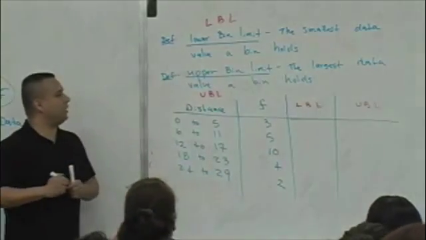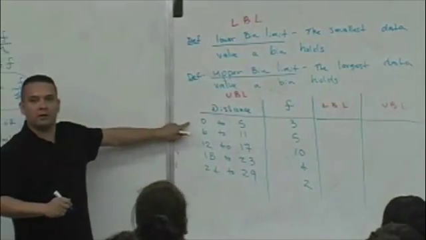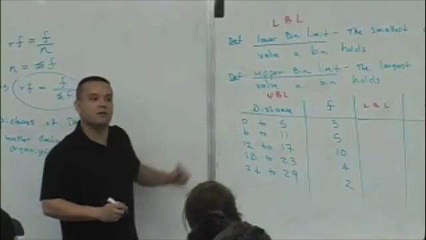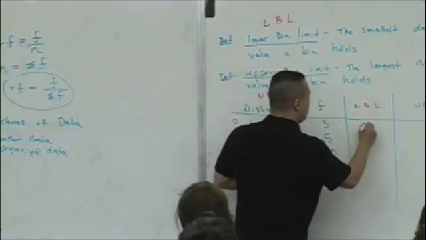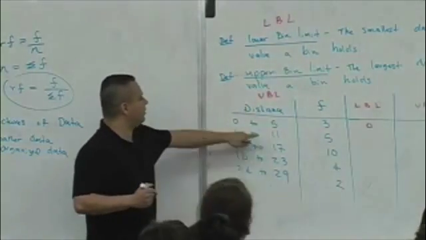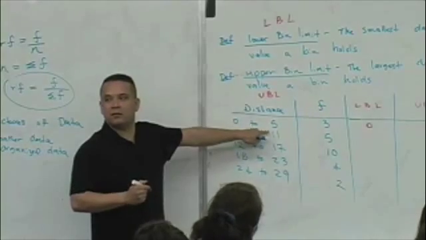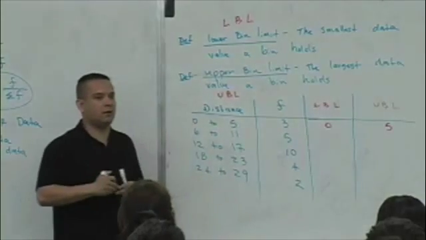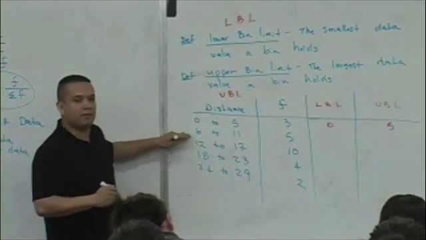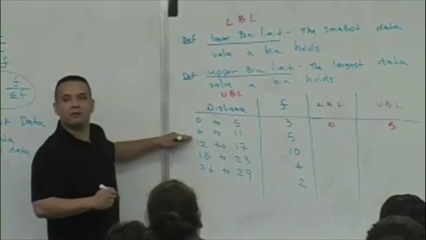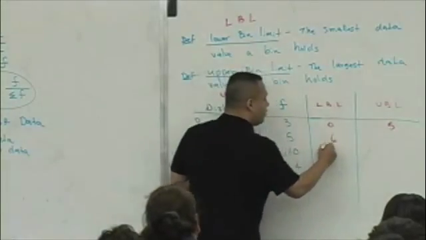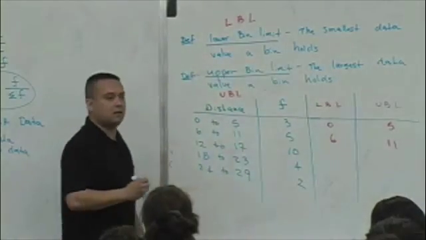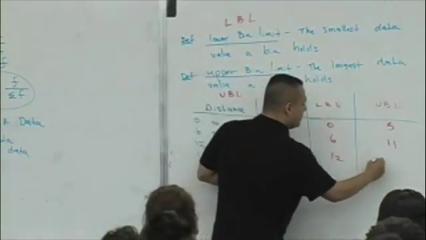So who can tell me? What do you think? The first bin here, right? What's the smallest data value that first bin holds? 0. Oh, it's too easy. What's the largest? 5. Oh my God. You guys okay with that definition? Right? What's the second bin? What's the smallest data value the bin holds? 6. The largest? 11. Next, 12. What else? 17.